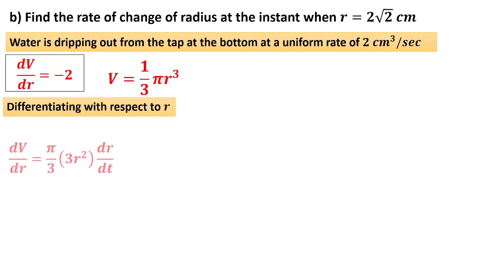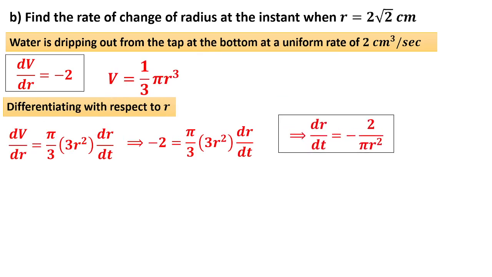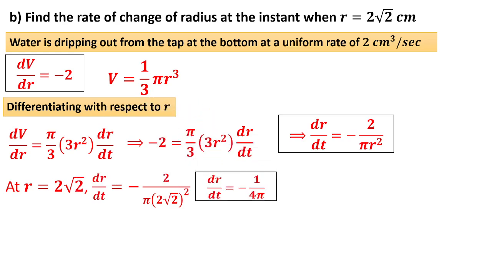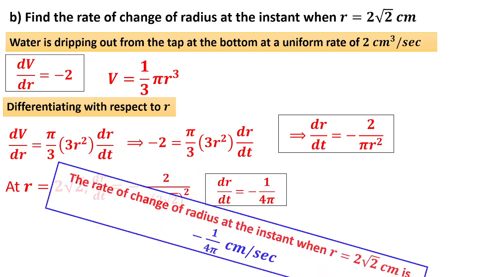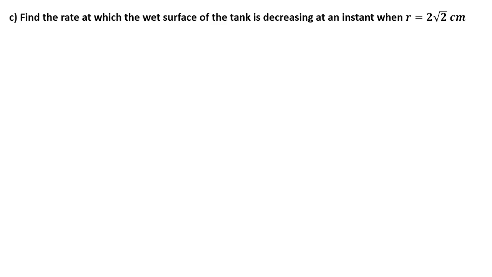Volume is given, differentiate with respect to r and substitute what is dV by dr. We are getting dr by dt as -2 by pi r square. We have to check this rate of change of radius when r is 2 root 2. I am substituting now, it is -1 by 4 pi. Whenever you are using the words rate of change of, you have to use the negative sign. Whenever you are using the words rate of decrease, you should not use the minus sign. Well, go to question number C.